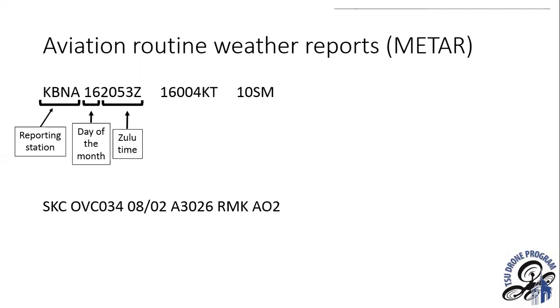And then the next section is the time. This is in Zulu time, or Greenwich Mean Time, or Universal Time Coordinated. Those all have the same meaning. You can convert that to Central Time or Eastern Standard Time. To convert Zulu time to Central Time, you're going to subtract 6 hours.